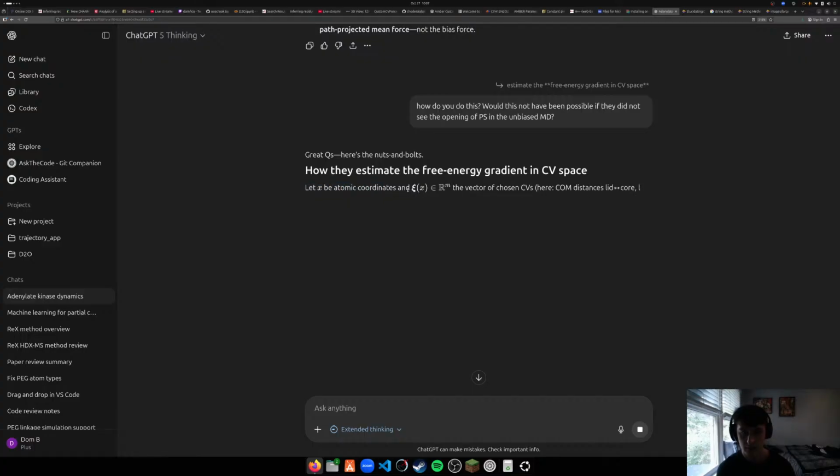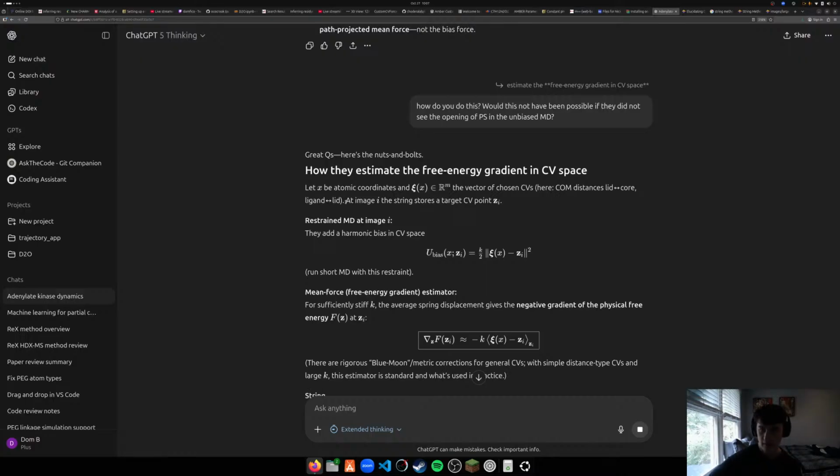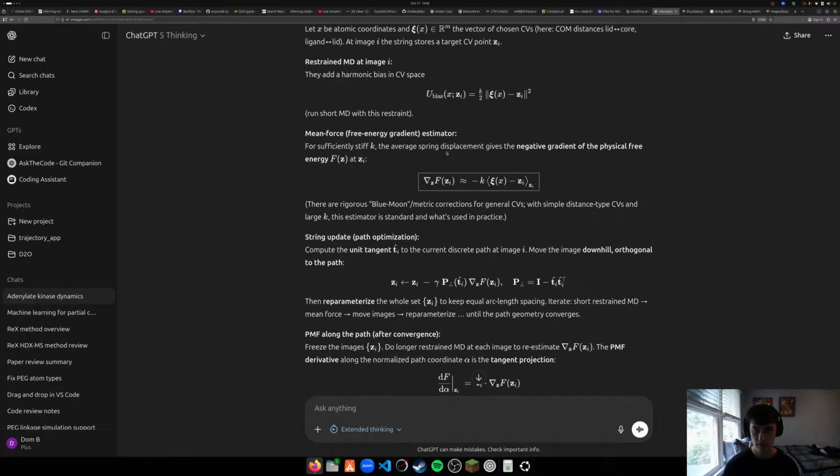Let x be the atomic coordinates and z the vector of chosen CVs here. So you have distance lid to core, ligand to lid. At image i, the string stores the target CV point z. Restrained MD at image i. For sufficiently stiff k, the average spring displacement gives the negative gradient of the physical free energy F at z.